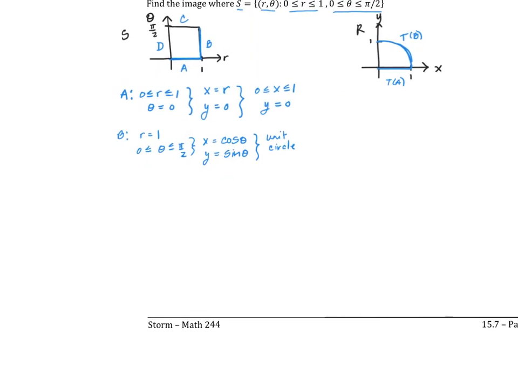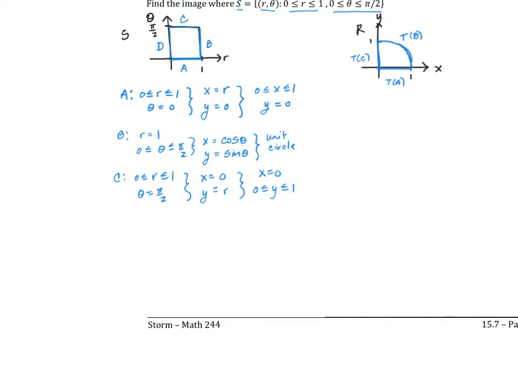Now if we look at C, again we have a line segment where R is going from 0 to 1, but theta is equal to pi over 2. Which means my X value is 0 and my Y value is R. Which means my X value is 0 and my Y value goes from 0 to 1. And that would be this vertical line segment. X is 0, Y goes from 0 to 1. This would be the transformation of C.